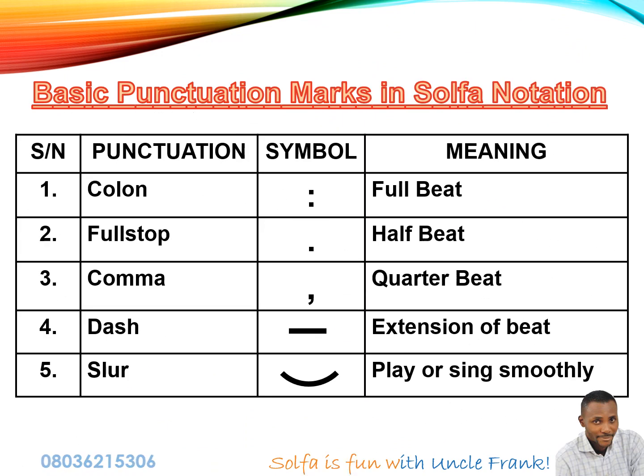There are 5 symbols that are drawn there. You have the colon, which represents full beat. You have the full stop, which represents half beat. You have the comma for quarter beat. You have the dash, the extension of a beat. And then you have the slur, which signifies that music should be played or sung smoothly.